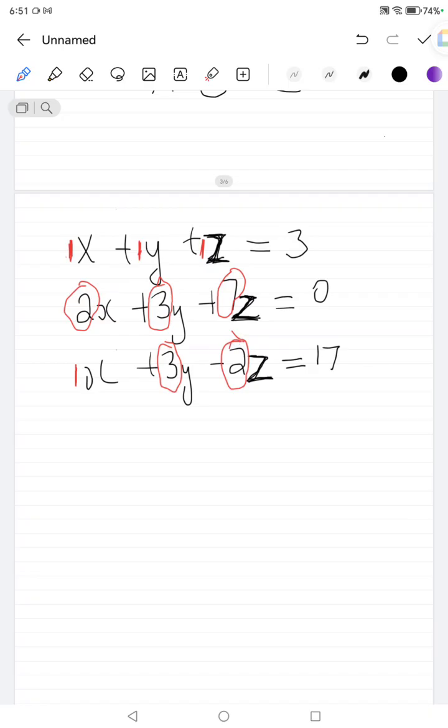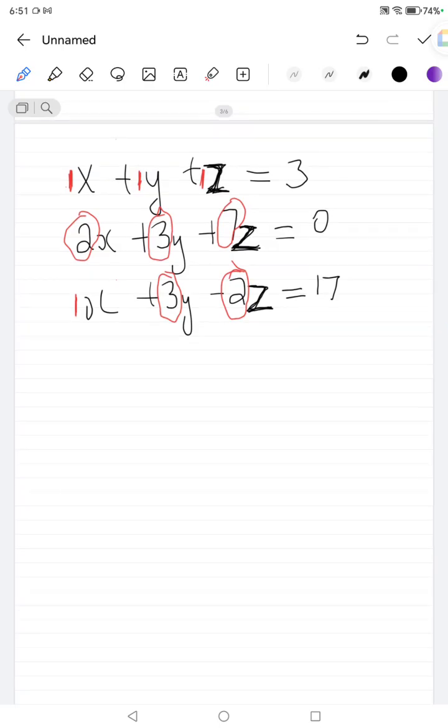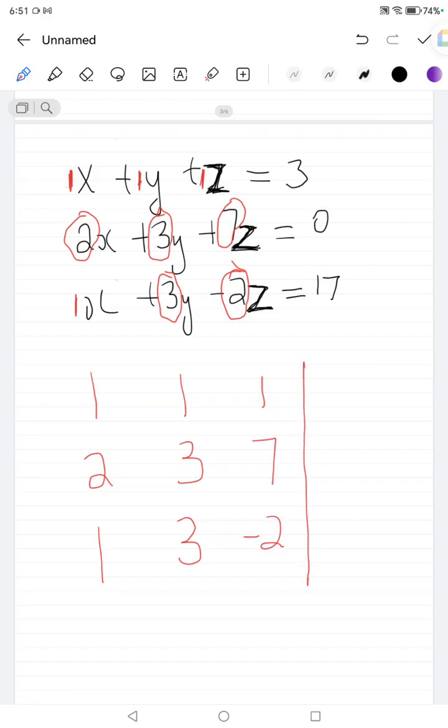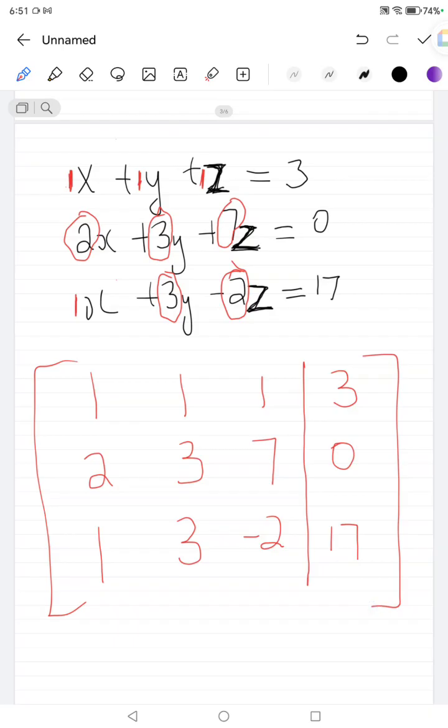If I'm going to write this in an augmented form, I will say I have my 1, then you have your 2, your 3, then that 7, that 1, that 3, then that -2. Then you write that line to show that this is where the first part ends. Then on this side you have your 3, your 0, and your 17. This is how you're going to write that in augmented form.